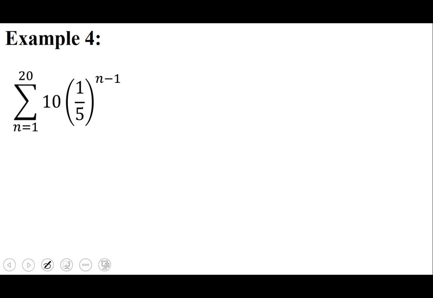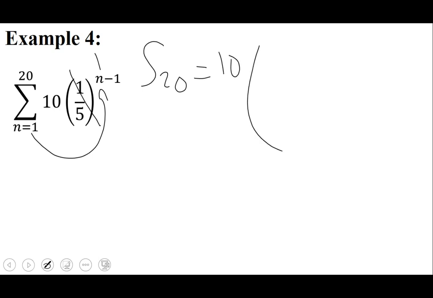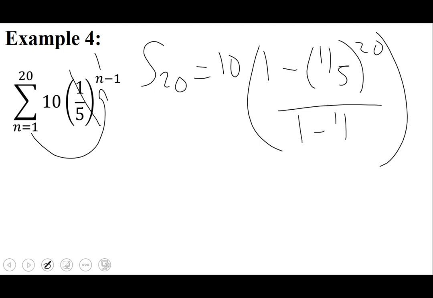You're adding up the terms from 1 to 20, which means you're adding up 20 things. The first term is what you get when you plug a 1 in for n. So again, 1 minus 1 is 0. Anything to the 0 is 1. 1 times 10 is 10. In the numerator, 1 minus the common ratio, which is 1/5 to the 20th, all divided by 1 minus 1/5. Again, be extra careful when you plug this into your calculator, but if you do it correctly, you should get a sum of positive 12.5.